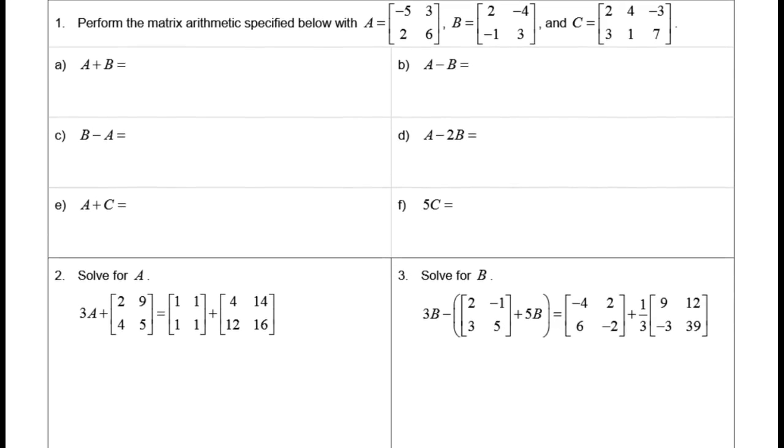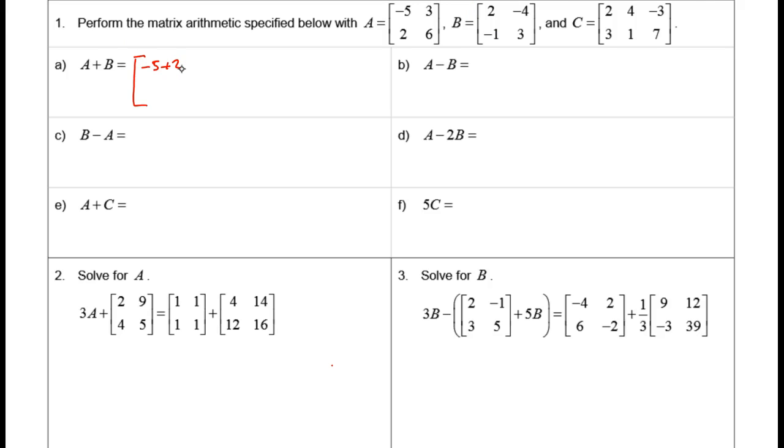I've given you three different matrices, a 2 by 2, another 2 by 2, and then a 2 by 3. And I ask you to perform the operations that are listed here. So for 1A, we're going to add the two matrices. As I mentioned before, matrix addition acts pretty much like you would expect it to. We are going to add the same position from each matrix. So I'm going to do -5 plus 2 for the upper left, for the first row, first column.